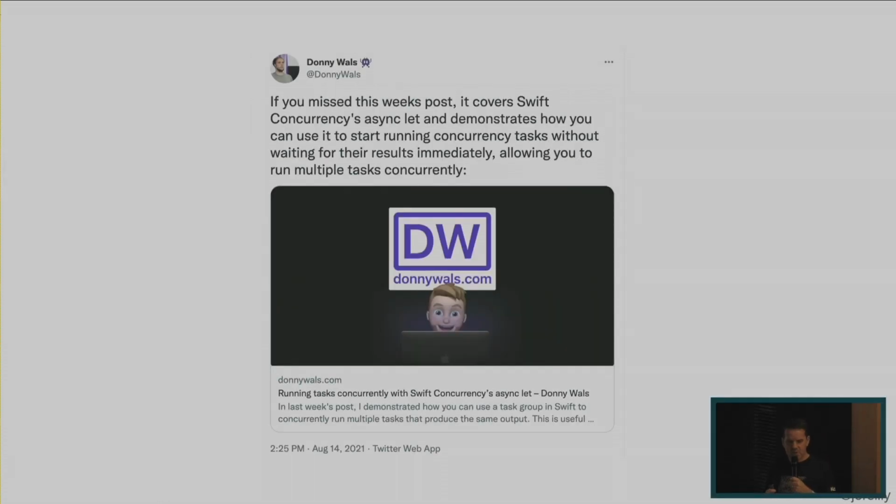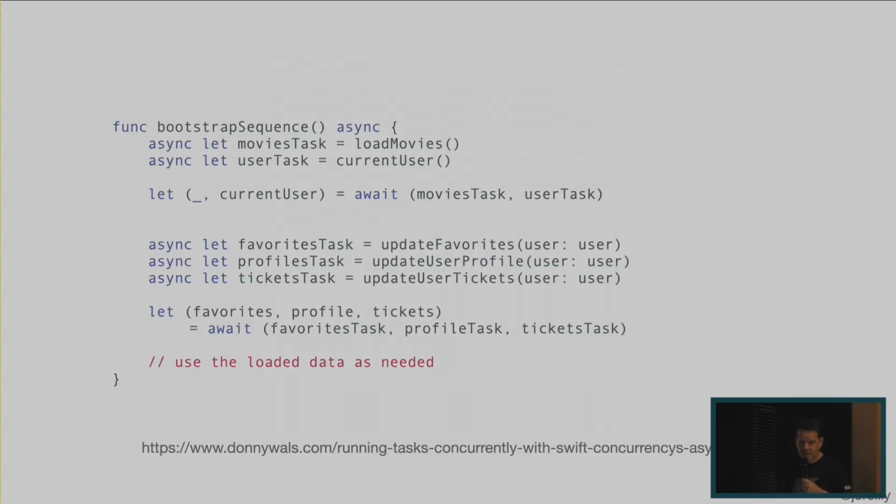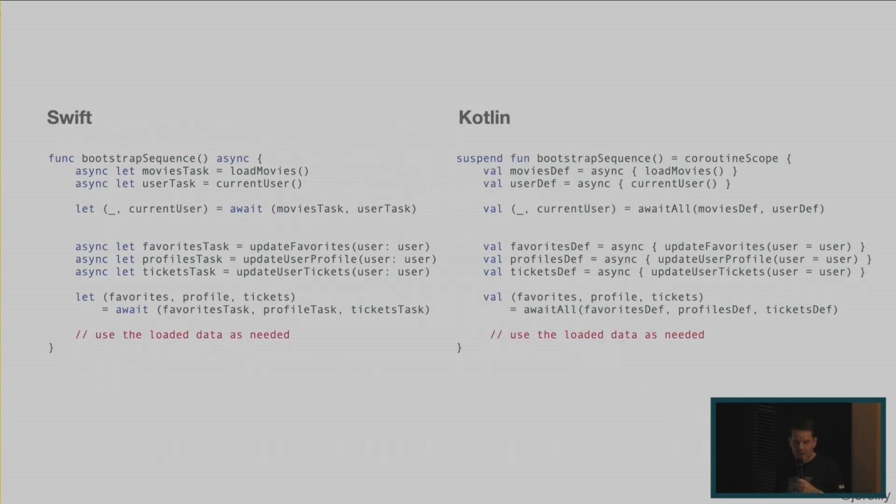Whereas the previous example shows how we can invoke async functions sequentially, Donny's article about the use of async let has an associated example that shows how to invoke tasks concurrently. This is again a slightly modified version from the sample, and shows how we can kick off a number of tasks that run in parallel and wait for them to complete. And we'll see this in a bit more detail in the next slides. And again, this is the Kotlin equivalent.